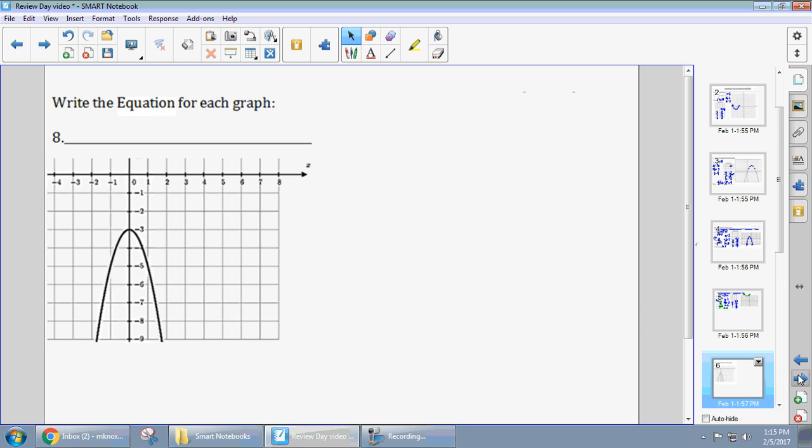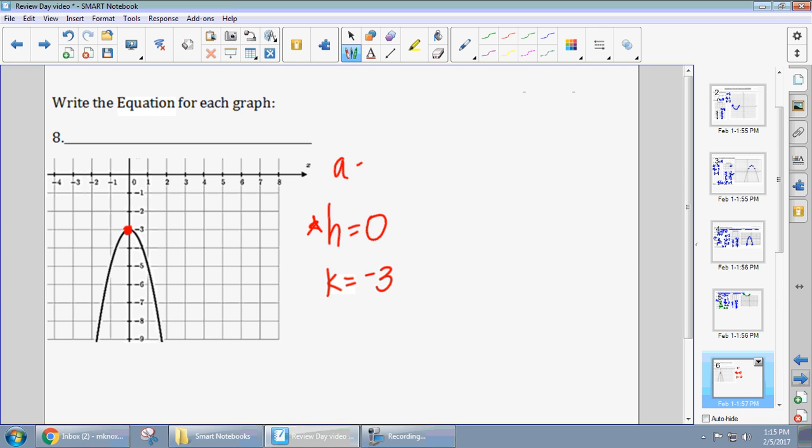So let's identify our A, H, and K. Okay, so here we go. This is where my point is. So did I go right or left? No, I did not. I only went down. So my H is 0 and my K is -3.